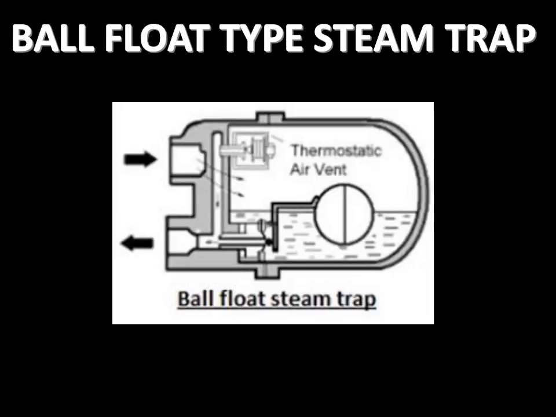This is the ball float type steam trap. This is the steam inlet port through which the steam enters the steam trap. This is the condensate discharge port through which the steam condensate exits the steam trap. This is the float, and this is the mechanism which opens or closes the steam condensate discharge port.